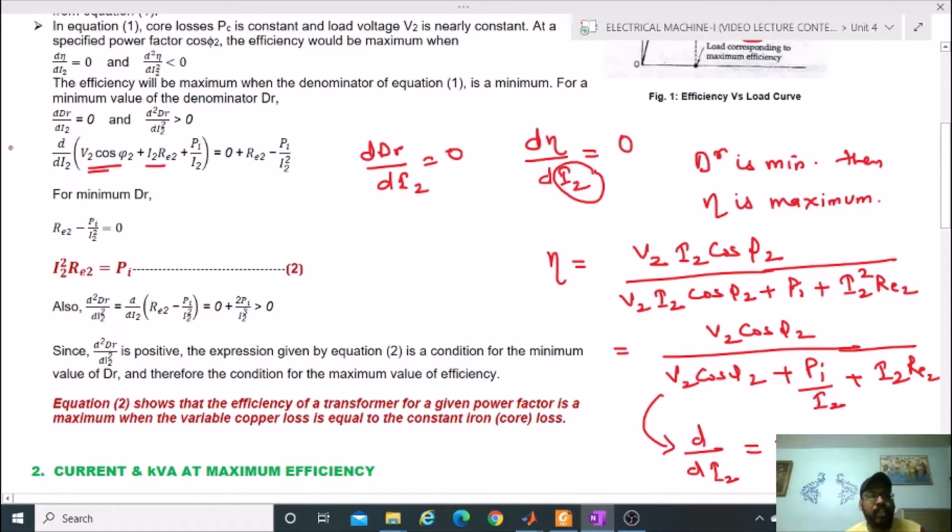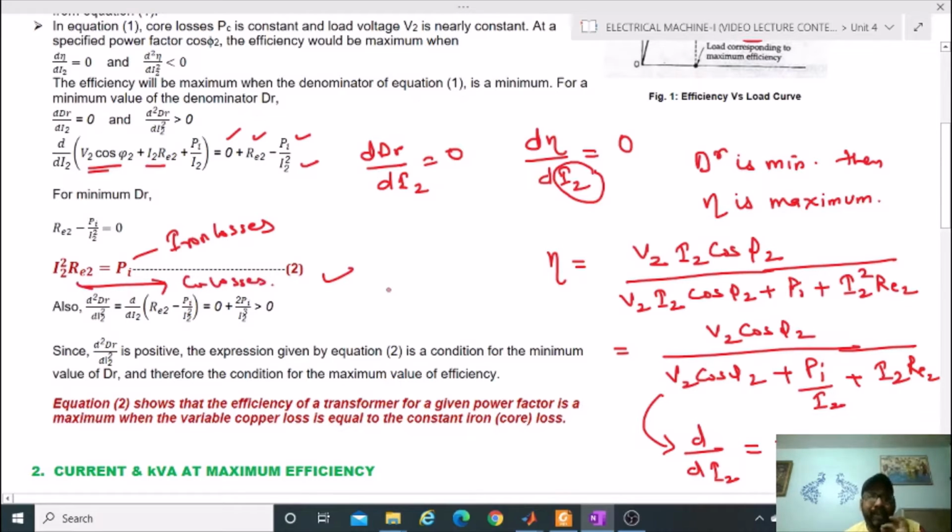Okay, so we will differentiate with respect to I2, that is V2 into cos phi 2 into I2 Re2 plus Pi over I2. As V2 into cos phi 2 has no I2 term, its differentiation will be equal to 0. Similarly, the differentiation of I2 Re2 will be equal to Re2, and the differentiation of Pi over I2 will be equal to minus Pi over I2 square. So put it equal to 0, and we will obtain this condition: Pi equal to I2 square Re2, which means this is the iron losses and this is the copper losses.